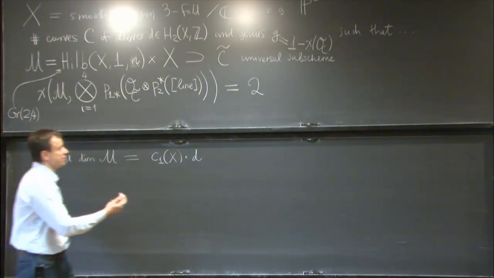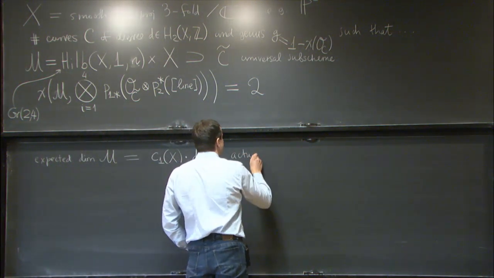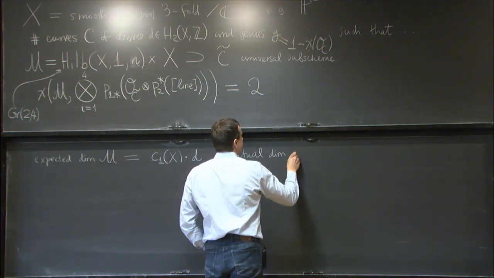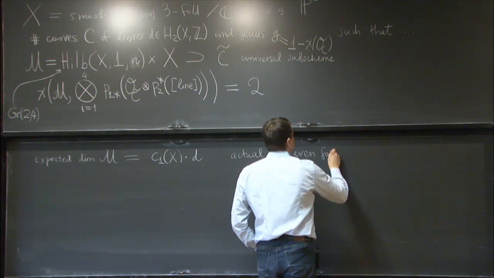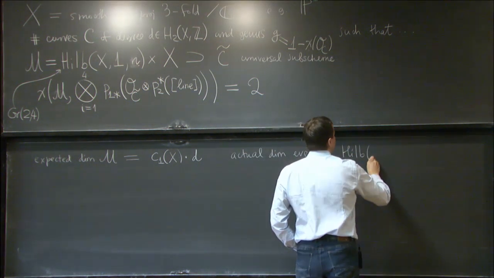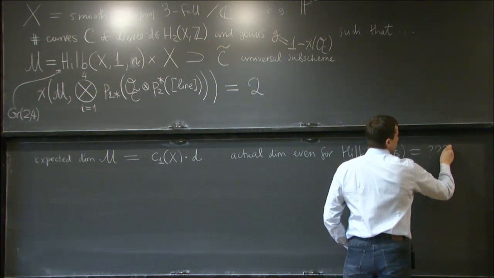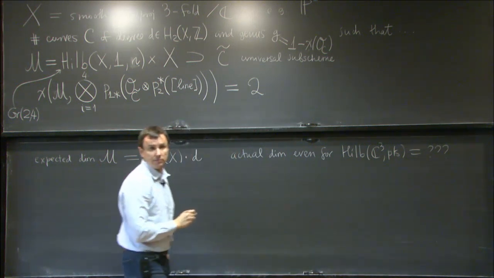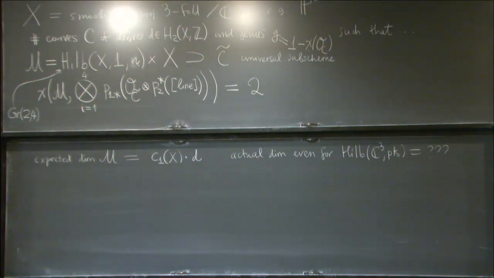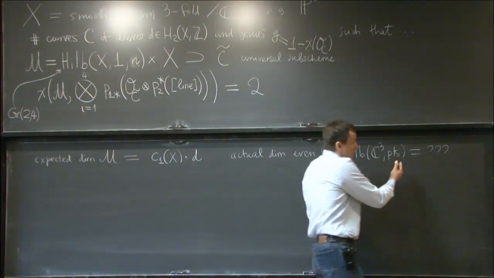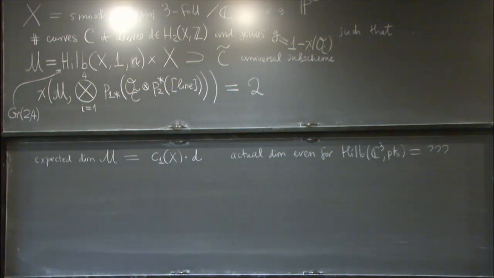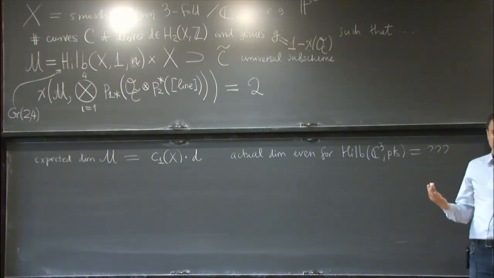And like I said, the actual dimension, even for the Hilbert scheme of C3 points, is hopeless. I mean, hopeless with our current understanding. But this is okay in enumerative geometry. People are used to dealing with excess intersection problems, right? You just count things with appropriate multiplicities.